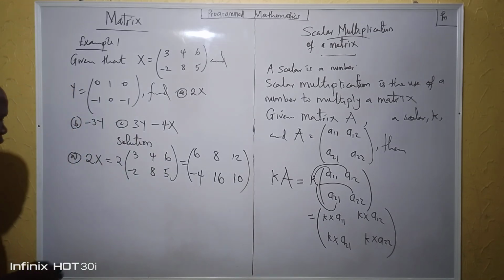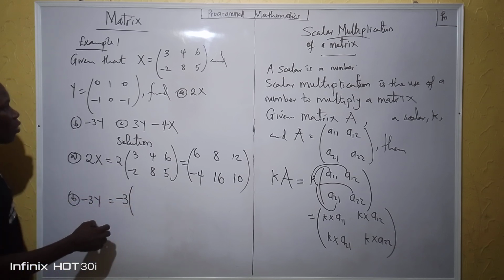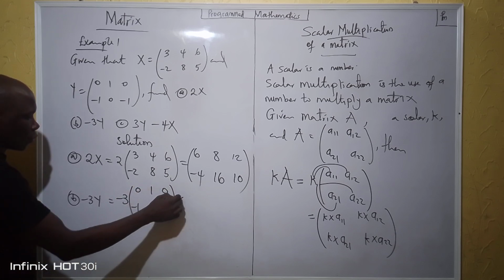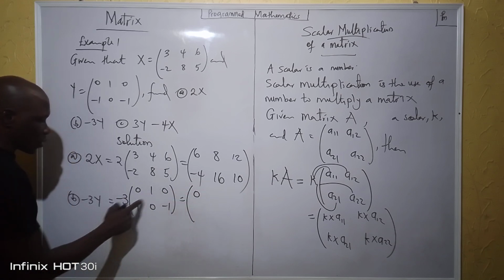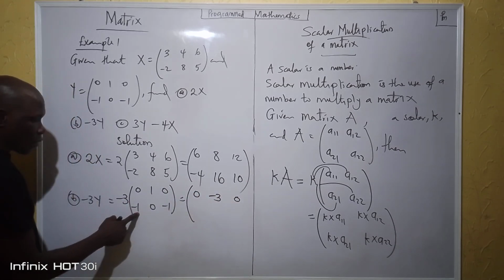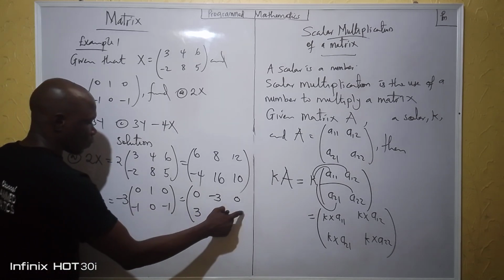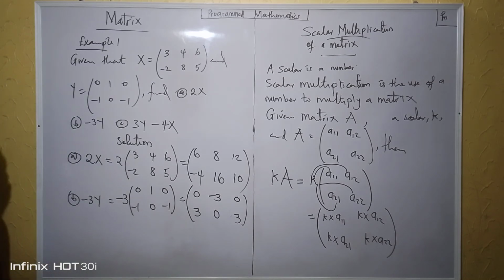Okay, so therefore for (b), -3Y. The scalar in this case is -3, and it is multiplying the elements of Y: [0, 1, 0; -1, 0, -1]. When you multiply this out, -3 times 0 is 0. -3 times 1 is -3. -3 times 0 is 0. -3 times -1 is plus 3, which is the same thing as 3. -3 times 0 is 0. -3 times -1 is plus 3, which is 3. So it's as simple as that.